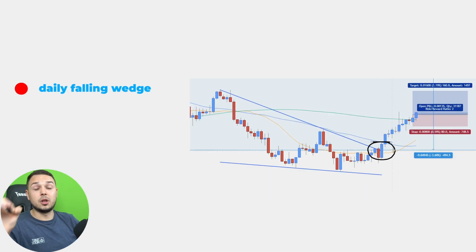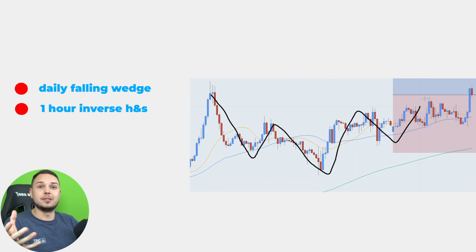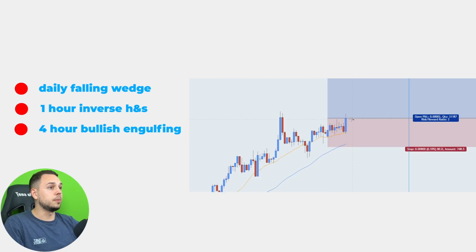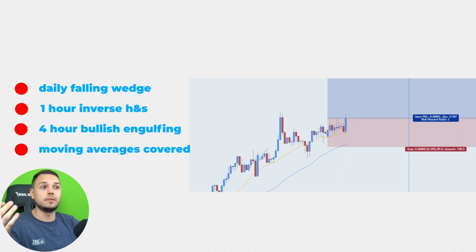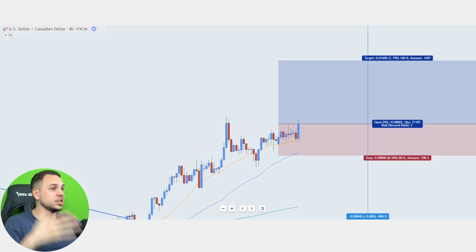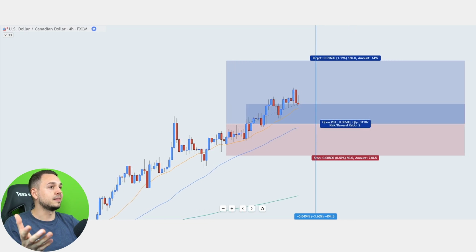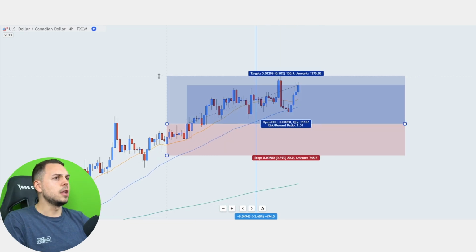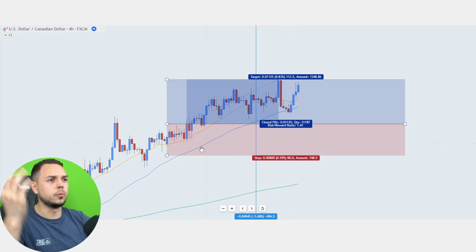Okay, so now that we know the daily has a nice falling wedge, 1-hour time frame has a nice inverse head and shoulders, 4-hour time frame has a nice bullish engulfing candlestick, 20 and 50 moving averages are covered by our stop loss level, this is pretty much a perfect trade to go towards the upside. So let's just see what happens. Pulls back slightly and continues on, and you could have already made around 112 pips profit.